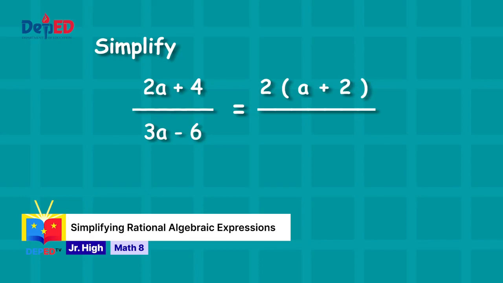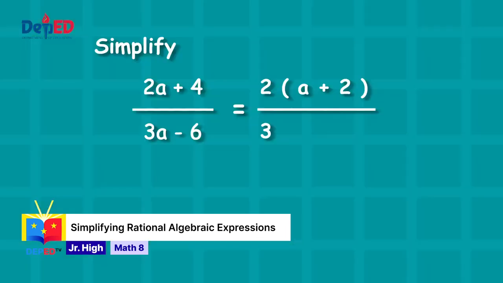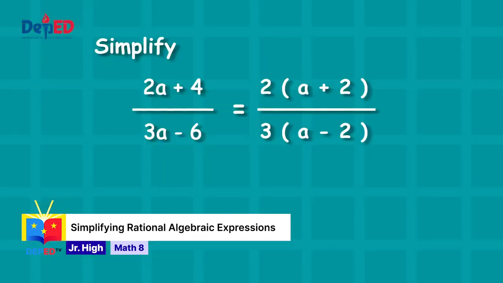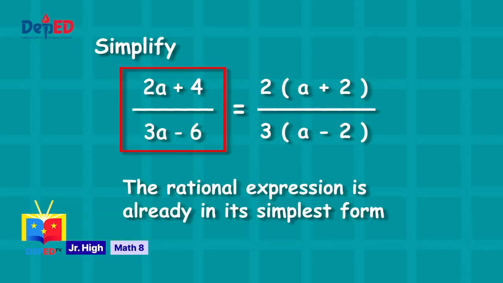What is the greatest common monomial factor in the denominator? It is 3. So, the denominator can be written as 3 times the quantity of a minus 2. What did you observe? Do they have common factors? No, they do not. It means that the numerator and denominator are relatively prime. And if this happens, the given rational expression is already in its simplest form.